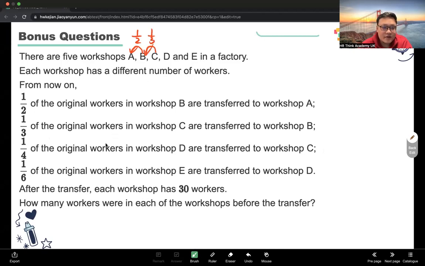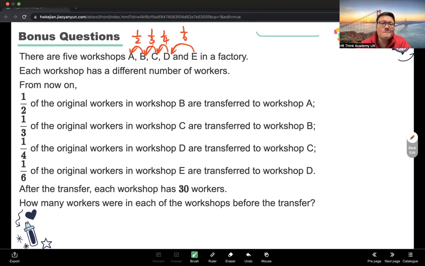And then 1/4 of original workers in workshop D are transferred to workshop C. It's 1/4. And then 1/6 of the original workers in workshop E are transferred to workshop D, which is 1/6. And what is the magic? The thing is that after all the transfers happened, each workshop has 30 workers. How many workers were in each of the workshops before the transfer?